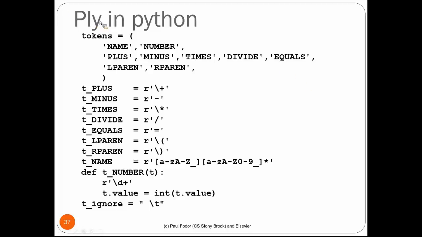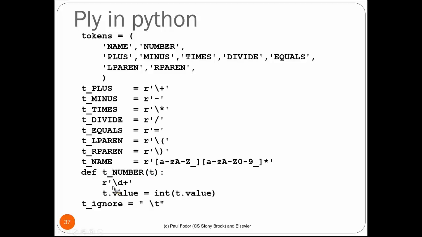So first, in Python Lex and Yacc, or the PLY module, we actually define a set of tokens: name, number, plus, minus, times, divide, equals, left parenthesis, right parenthesis, and these are the tokens. The most interesting ones are the name token, which defines anything that starts with lowercase or uppercase letters or underscore, followed by either letters or digits or underscore. The longest token is recognized.